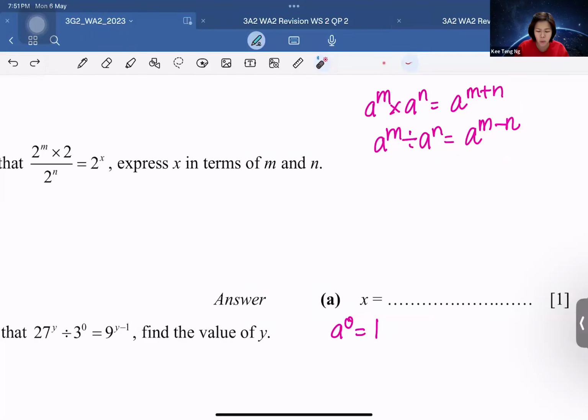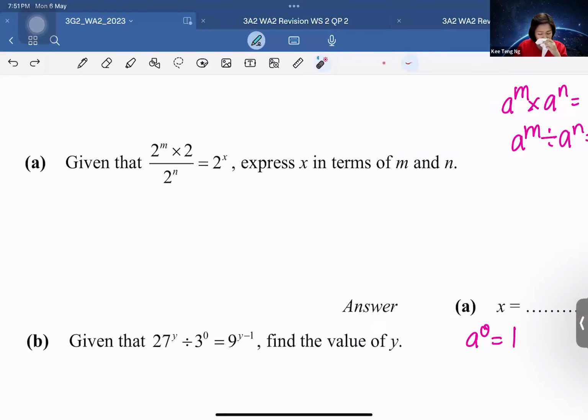So in this case, when they say express x in terms of m and n, whatever it means, it just means that I need to have 2 to the power of something. So let's write it as 2 to the power of m times 2 to the power of 1. Since there's nothing on top, I add a 1 itself. Then 2 to the power n, equals 2 to the power x.